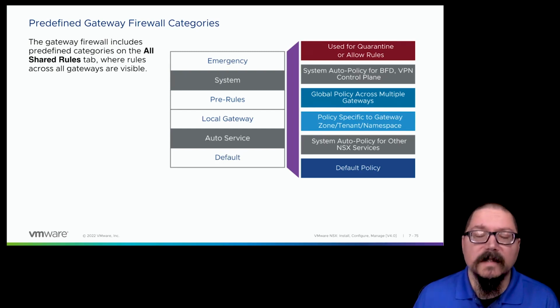Local gateway, this is where all of my gateway-specific policies and rules will be created, right? So if I have tenant 1 that has tenant 1 policies, they'll go in their local gateway, and then tenant 2 and tenant 2's tier 1 gateway, they'll have their tenant 2 specific policies and things like that, right? And then finally, we have our default rule, which again in NSX is just an allow all.